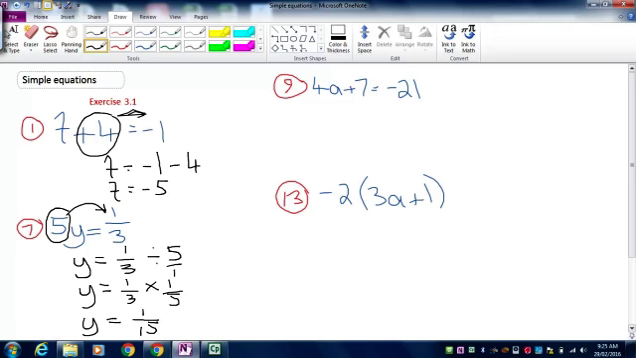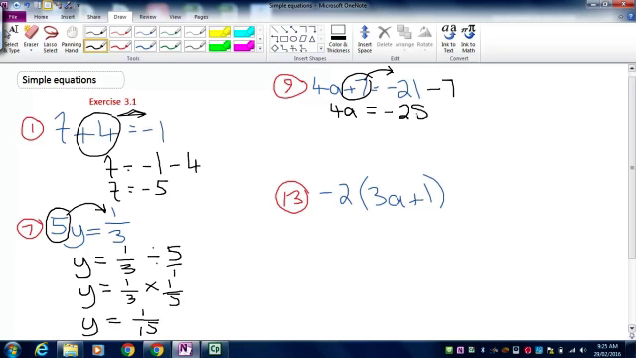Question 9 has a couple more steps to it. Still fairly straightforward though. First of all, we need to move this 7. So the opposite of adding 7 is subtracting 7. So that will leave me with a 4a on the left-hand side, and then when I move that 7 to the right-hand side, I need to subtract it from 21. So negative 21 take away 7 gives me negative 28.